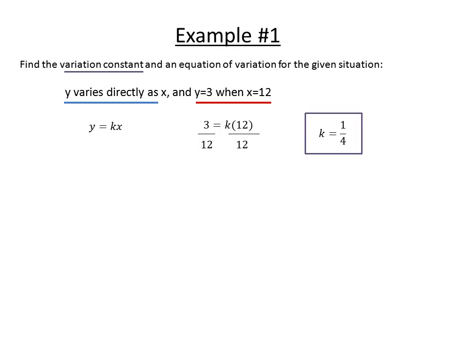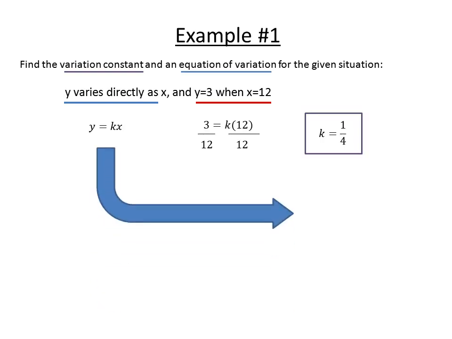The second thing we were asked to do was find the equation of variation, which means I want to go back to that very first equation I set up, but plug my k value in. So we would say y equals 1/4 times x, and that would be our equation of variation.